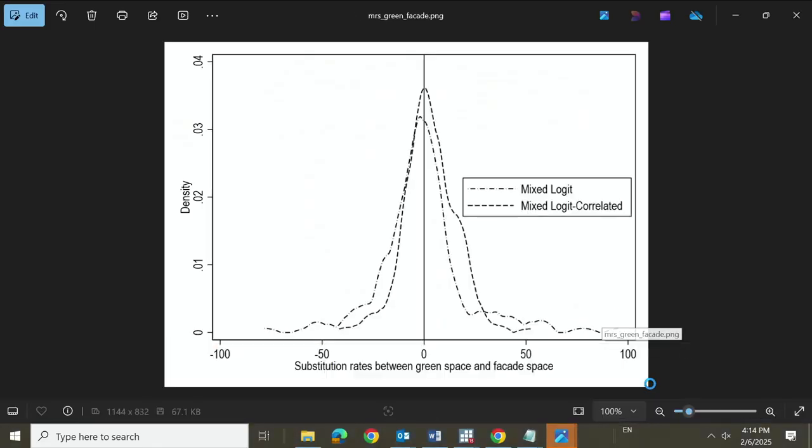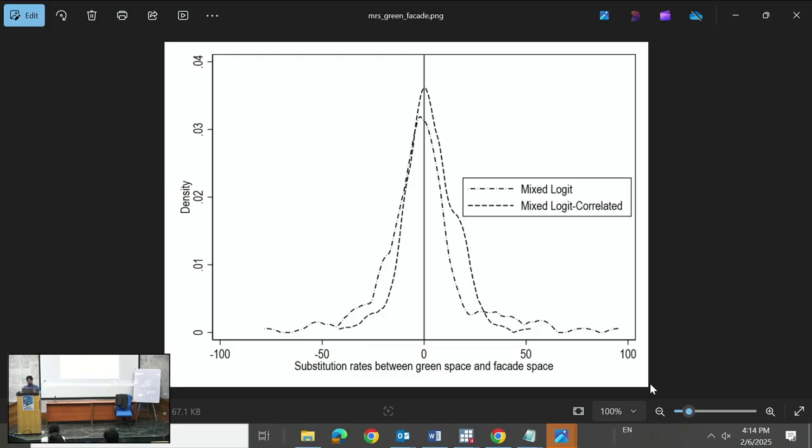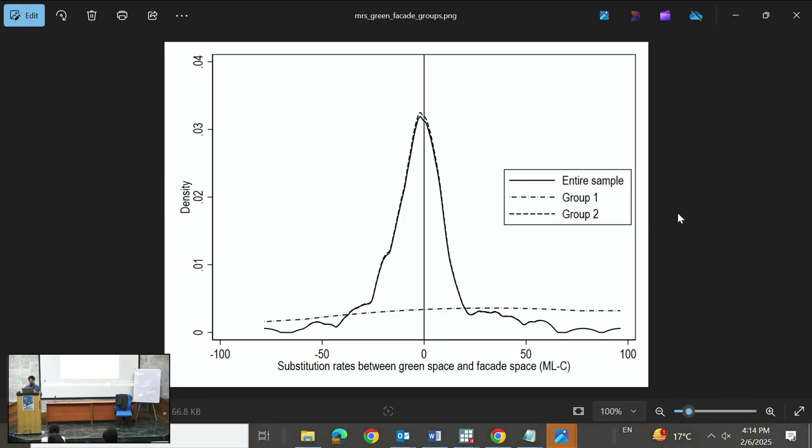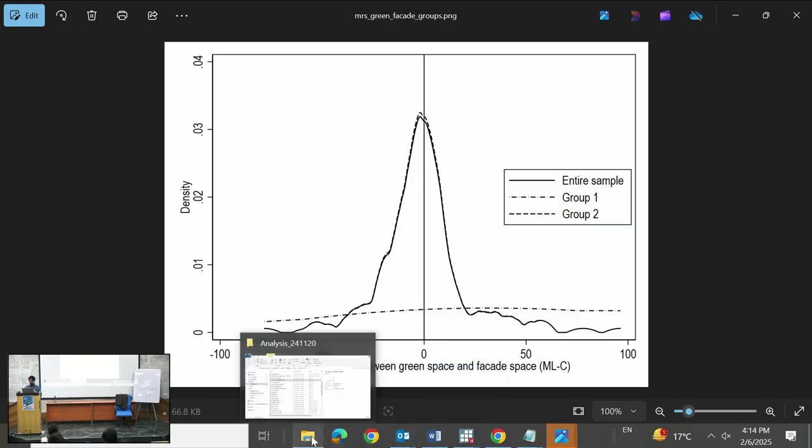Okay. So this is how it looks when I don't use latent class models. This is for everyone. This is the one that I showed you. This is the marginal rate of substitution between green space and facade. And this is how it looks when I use latent class models. I have one group that behaves like this, and I have one group that behaves like this. Does it improve my understanding of the preferences? I don't know. You tell me.